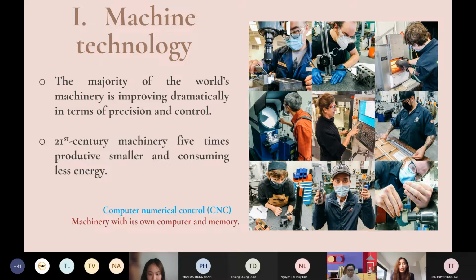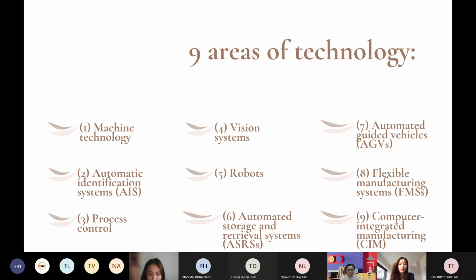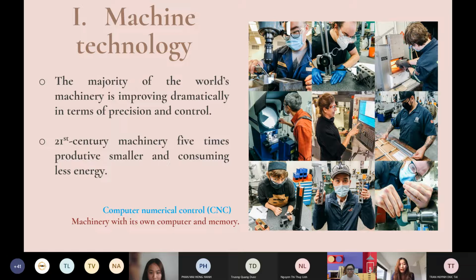In this section, we introduce 9 areas of technology. One is machine technology, automatic identification system, process control, vision system, robots, automated storage and retrieval system, automated guided vehicles, flexible manufacturing system, and the last one is computer integrated manufacturing. Now we will move deeper into each part. The first one is machine technology.